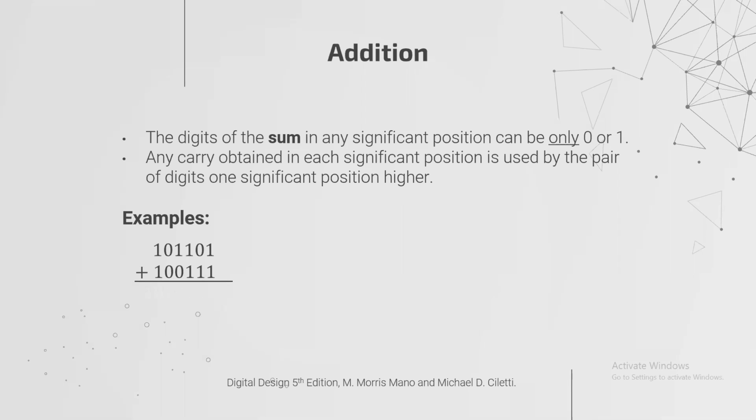Let's solve this example. 1 plus 1 in binary is 2, so we write 0, carry 1. 1 plus 1 is 2. 1 plus 1 plus 1 is 3 in decimal, which is represented in binary as 1, 1. So 1, the carry obtained here is 1. 1 plus 1 is 0, carry 1. 1 plus 0 is 1. And 1 plus 1 is 0, carry 1.